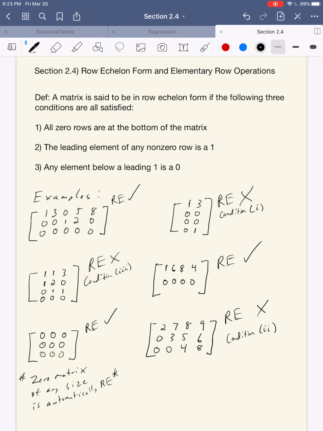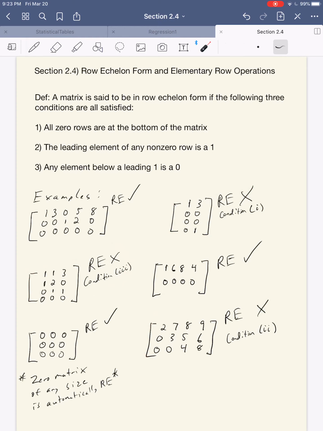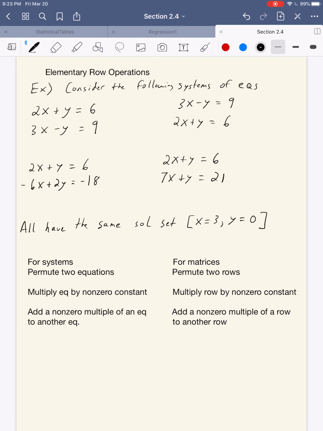Now we're going to talk a little bit about what happens to matrices like this guy, or this guy, that are not in row echelon form. You can see that they're maybe close to row echelon form. So is there a way to take something that isn't in true row echelon form and put it into row echelon form? We're going to start to discuss that. To do that, let's go back to thinking about systems of equations.